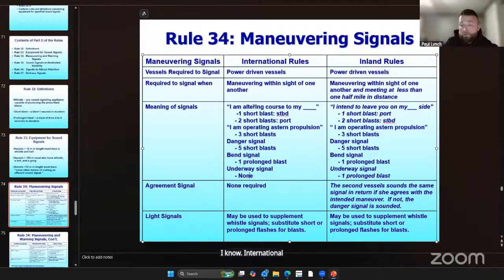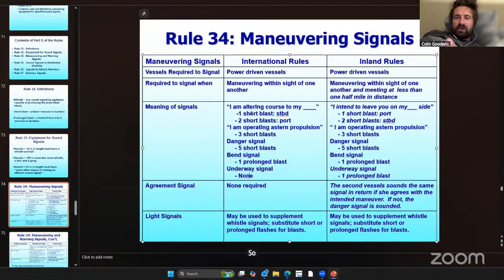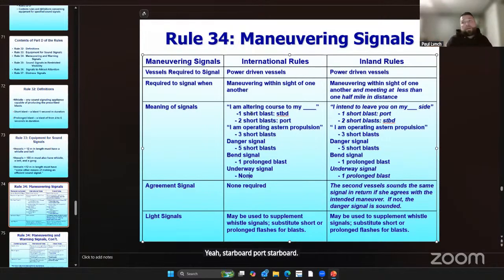International is signals of execution. But inland, one short blast is for starboard. Inland is one short blast for port. Starboard, port, port, starboard. So it's the same. I know it's confusing. So let me try to explain this a different way.